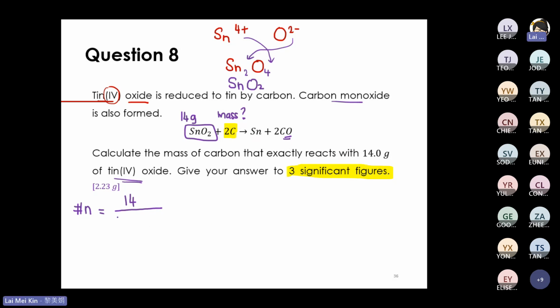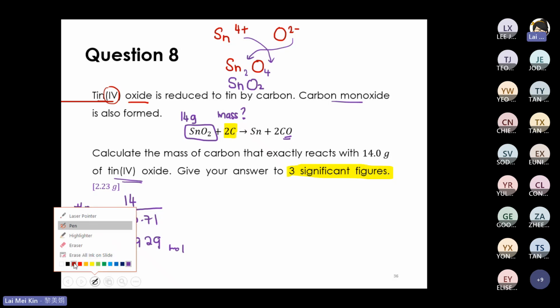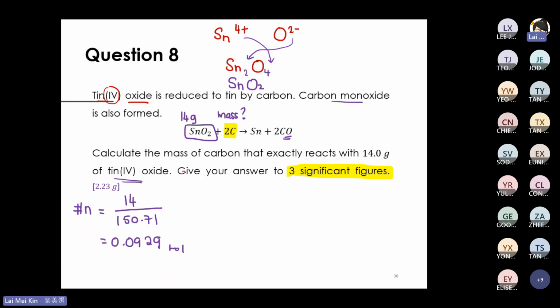Correct? Okay, thank you. So what's the number of mole? 0.0929 mole. Okay, thank you. By giving me answers, you are helping to speed up the process. So here again, we have tin 4 oxide, SnO2, and we have carbon. We're talking about these two.